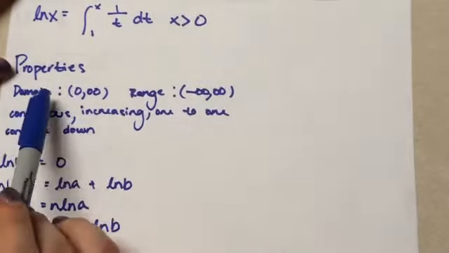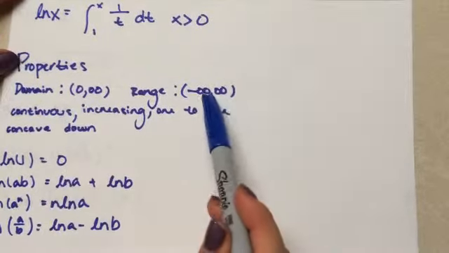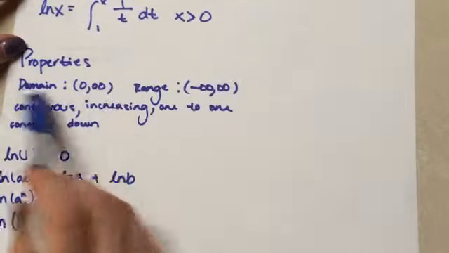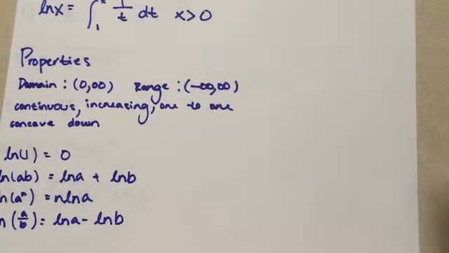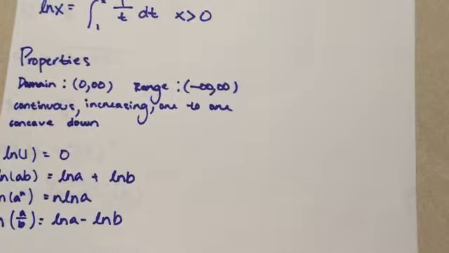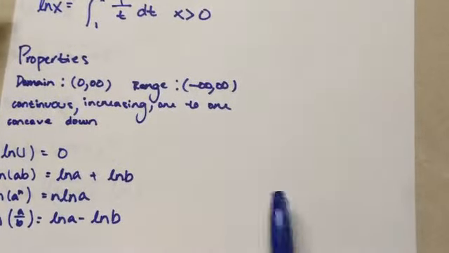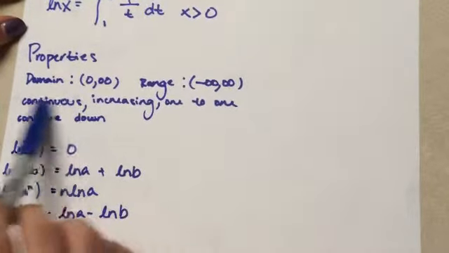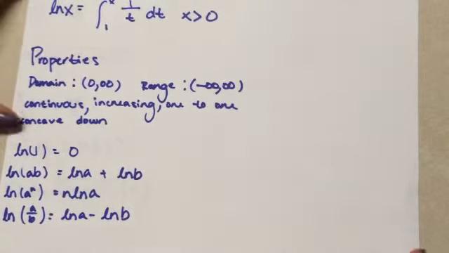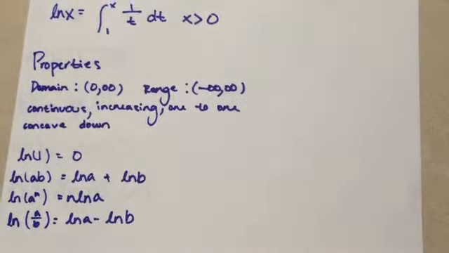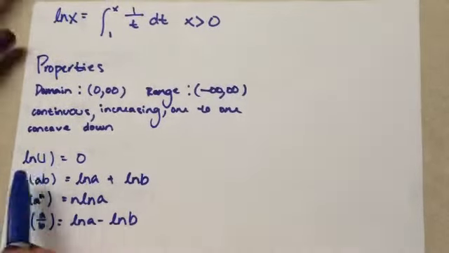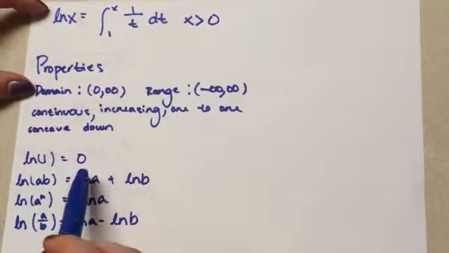One is that the domain is from 0 to infinity, and the range is from negative infinity to infinity. The domain is obviously going to be 0 to infinity because x can't be less than 0. The function is going to be continuous, increasing, and one-to-one, and it's also going to be concave down. When we look at a few of these properties, natural log of 1 is going to equal 0.